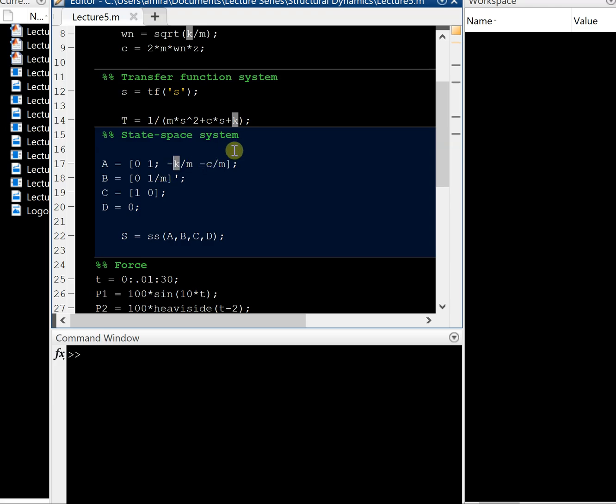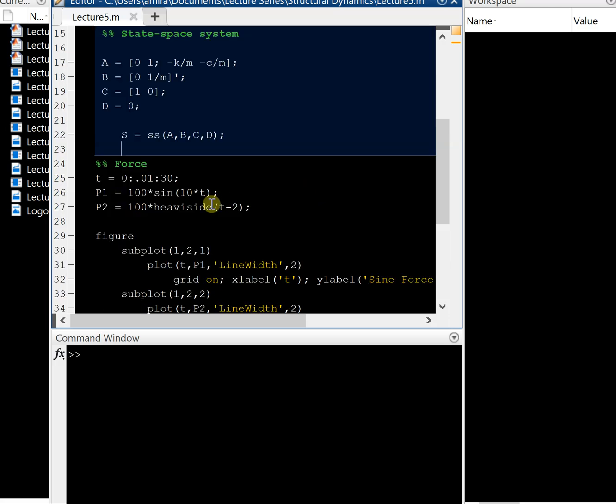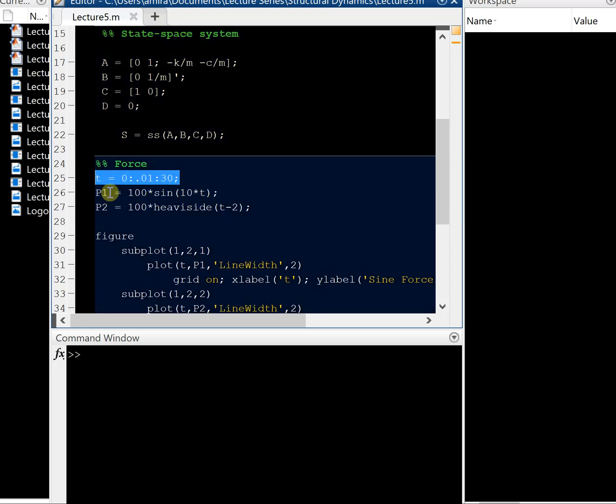I can do the same thing with the state space formulation. So I have the A, B, C, and D matrices, and because it's state space, I'm going to call it system S, and that's how you plug in the parameters and create the system via this SS function. Okay, so we're going to have two forcing functions. I've defined this time variable. I have P1, which is a sine function, and I have P2, which is a step function.